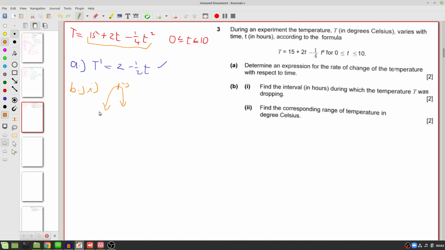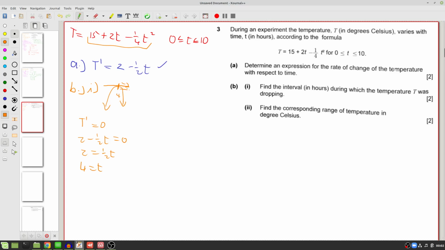So let's find the turning point. How do we find the turning point of a function? Well, the gradient at the turning point is 0. It's a flat line. So we have to set the gradient equal to 0. And we already know what that is. So that's 2 minus a half t equal to 0. All we have to do is solve for t. So we take the negative half t over, and it becomes positive half t, and then we divide both sides by a half, so we get 4 equals t. So that's the turning point. The x value of the turning point is 4.